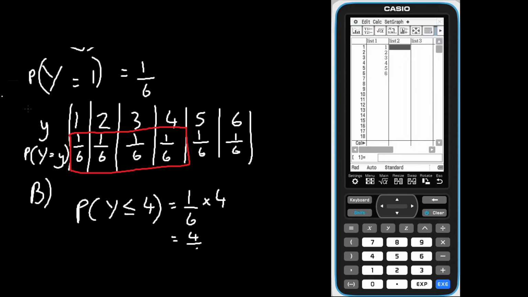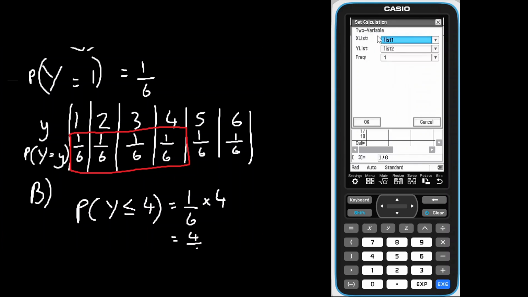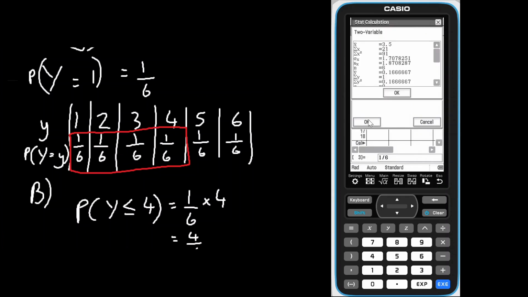So the second list is going to be the probability. So it's 1 divided by 6. So you can just keep punching that in. And then what we do is a calculation. We've got 2 variables. We're going to say that the x list is the first bit, and the y list is the second bit. And so the x list tells us what the value is, and the y list tells us the probability of that. And then when we click OK, we get all this information.